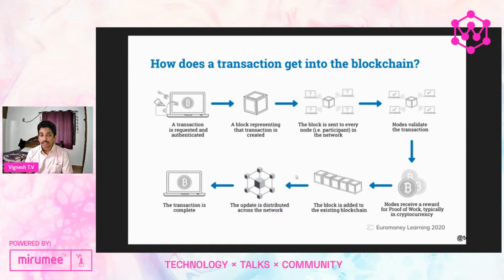Since it's a distributed system, every node in the network needs to know about the rest of the network, to understand where a specific data lies or what happened to the state, and also to come to a quorum on what the final value of the data is. And then finally, the transaction is complete.